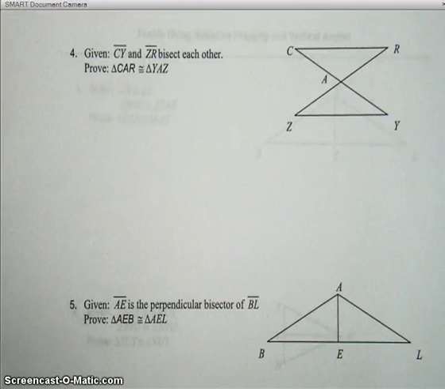So we're going to continue with the proofs. This is that page that we started in class today. This is the back side. Okay? So if we're given that segment CY and segment ZR bisect each other, we can look at our graph and fill in some stuff.